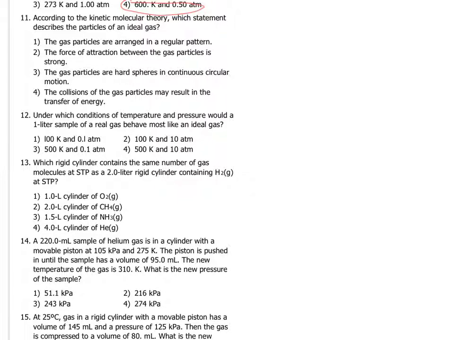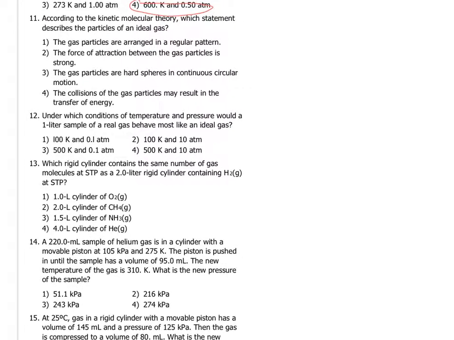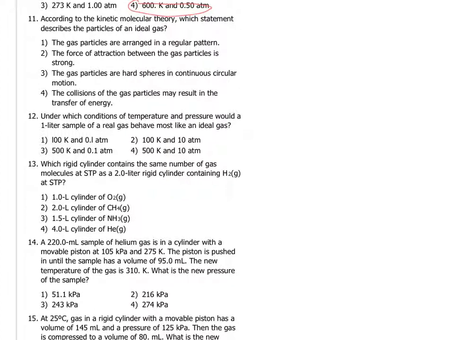So for number 11, according to the kinetic molecular theory, which statement describes the particles of an ideal gas? Ideally, gas particles have no attraction for each other, and they're moving in random straight lines. So I would say that choices 1 and 2 are out for that reason. They're not moving in constant circular motion. That's just silly, so it's not 3. But number 4 says that the collisions of the particles result in the transfer of energy, and this directly pertains to one part of the kinetic molecular theory, which is stated as elastic collisions.